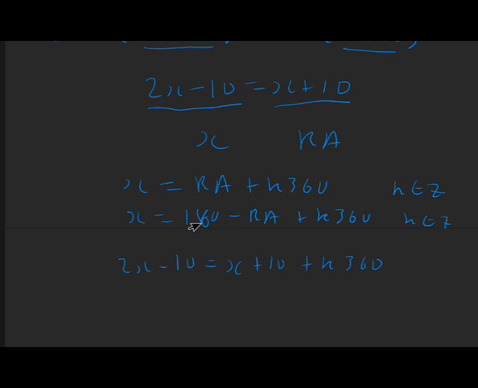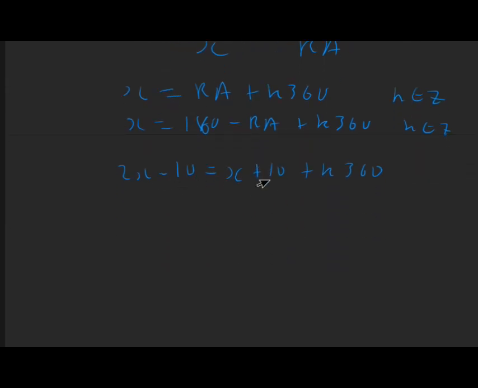But let me not just bother writing that. Notice that all I did is that whatever was on the left hand side, I put it in place of x, and whatever was on the right hand side, I put it in place of reference angle. So that's what we have so far. Let's simplify the first equation. If I take x to this side of the equation, it becomes 2x minus x, and if I take 10 that side, I'm going to have 10 plus 10, and then k360. So eventually x is equal to 20 plus k360. There we have it, our first equation.